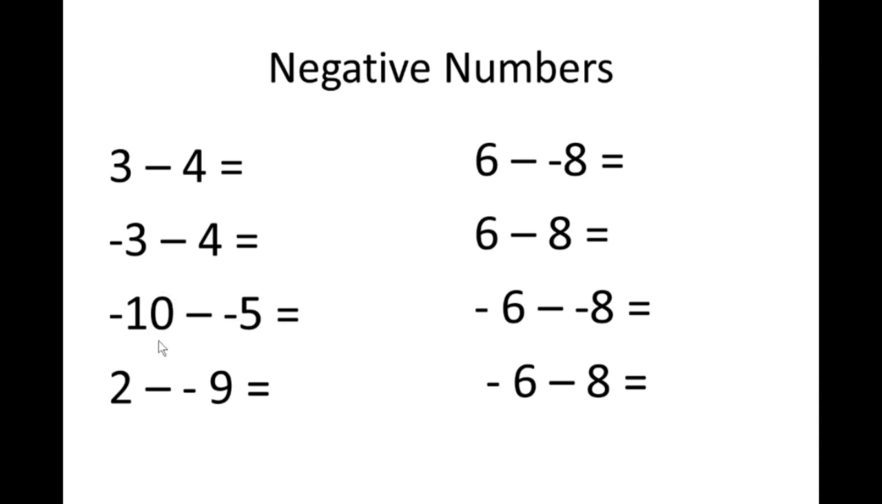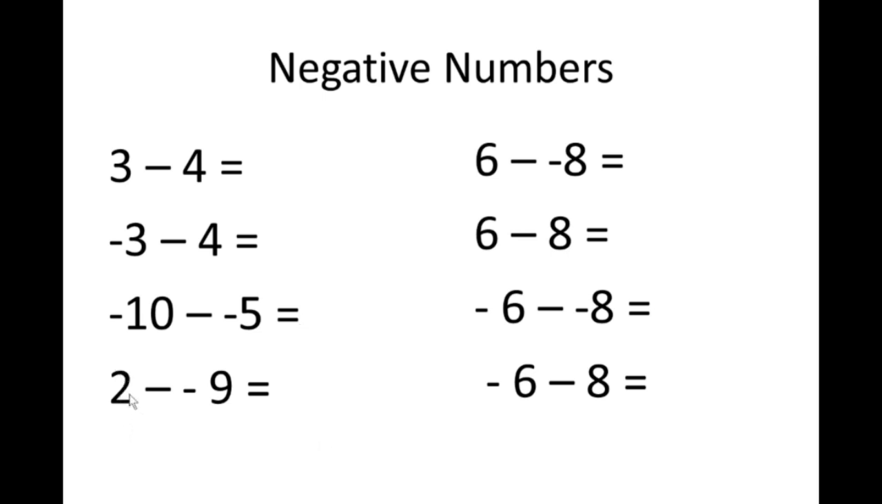All right, you owe me 10, but a negative 5. Think about the two negatives as becoming a positive. Take that negative, put it up here, make it a plus. Minus 10 plus 5. So you owe me 10, you gave me 5. What's the answer to this one? Negative 5. You still owe $5.